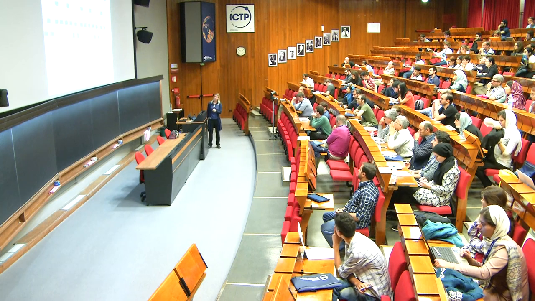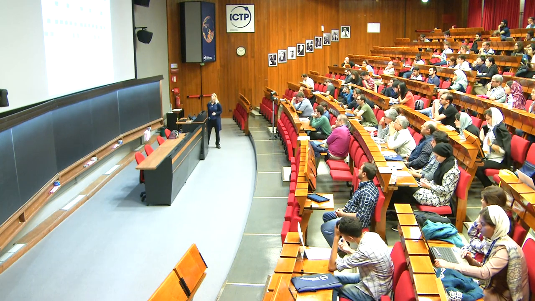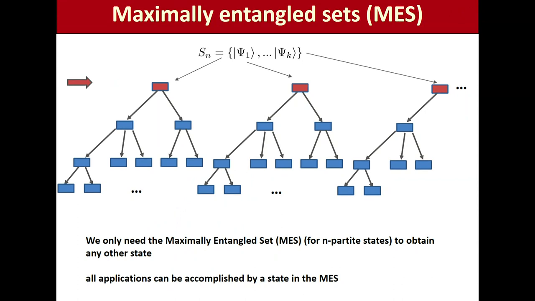So there are transformations from here to there, for instance. Okay, so you see that what I want to characterize is this upper line. I want to know what is the set of states that I need in order to obtain the whole Hilbert space via LOCC. And I want to know the minimal set.